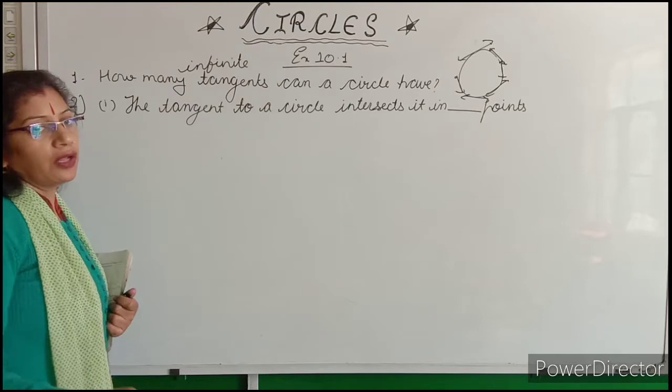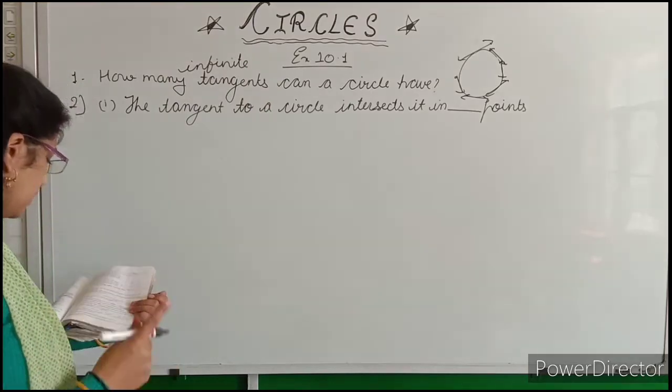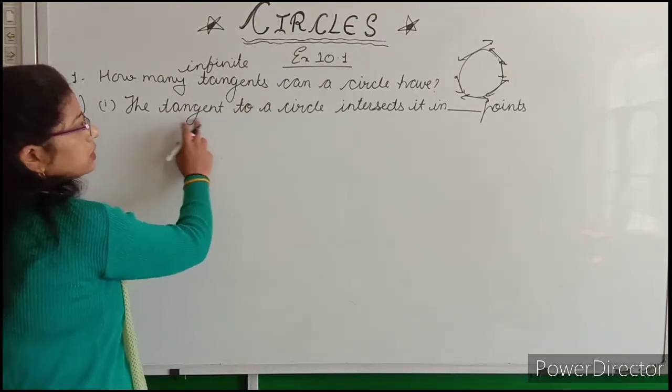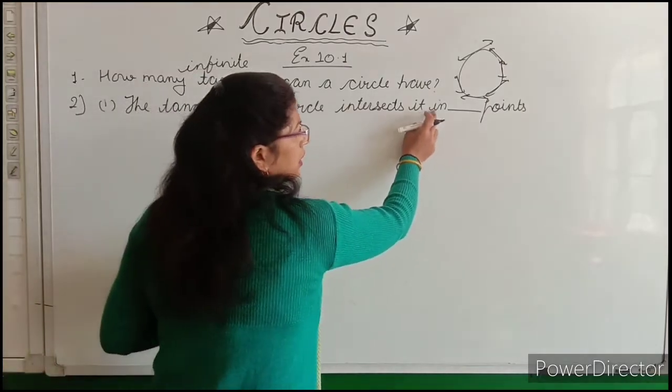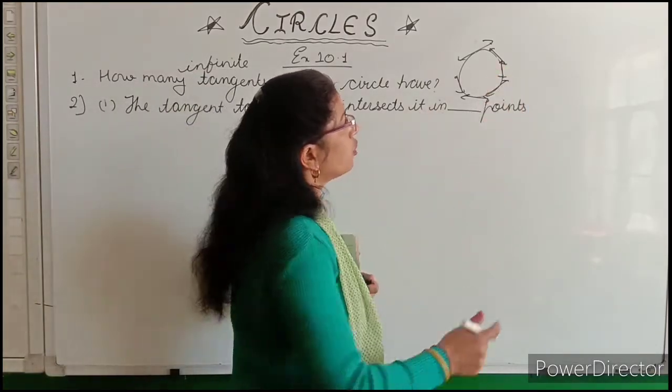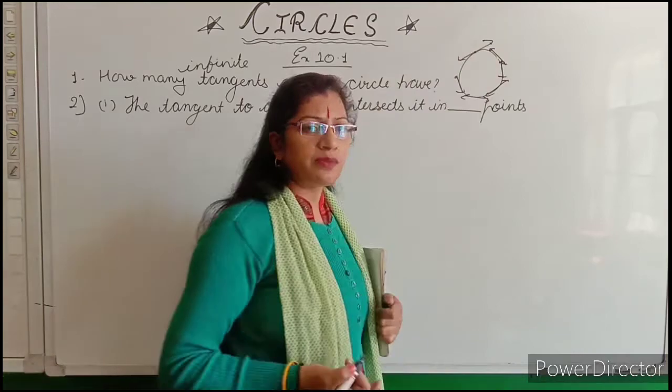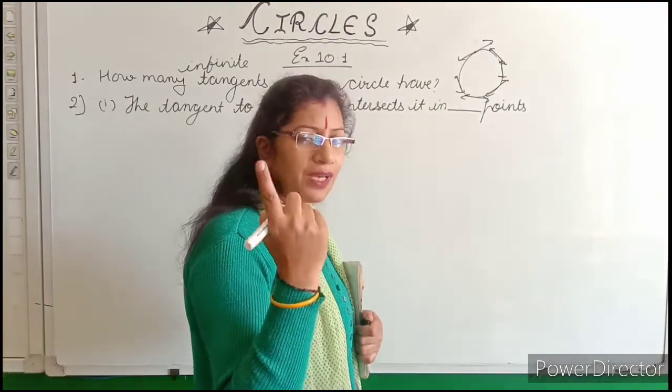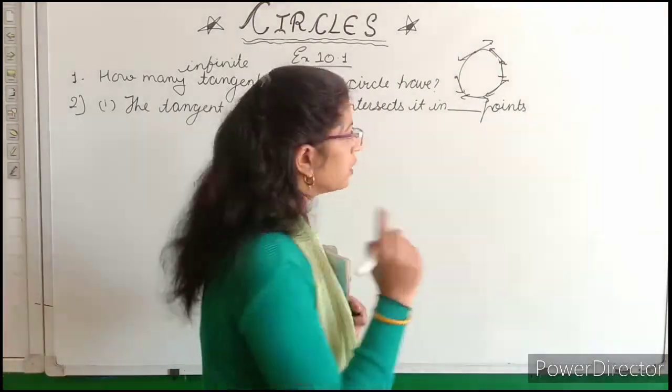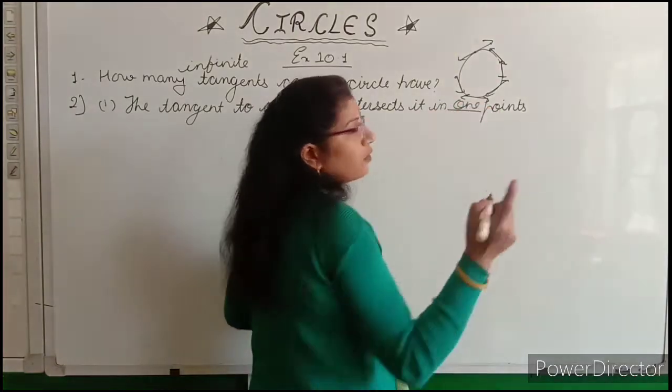Okay. Now the second question, fill in the blanks. First part, the tangent to a circle intersects it in dash points. Any tangent of a circle intersects it in how many points? In one point, and what is that point called? Point of contact. So here the answer is: intersects in one point.